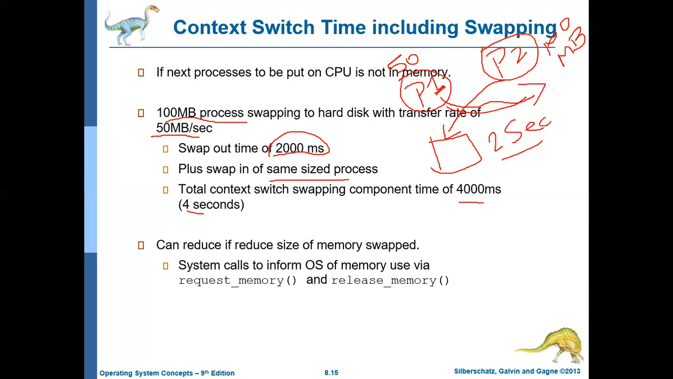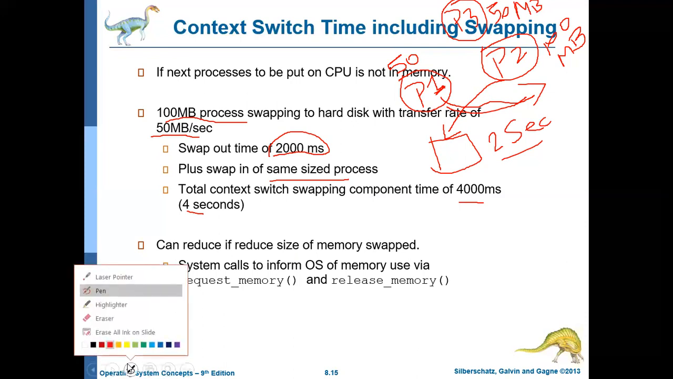Or if there is another process P3, which is already in the main memory, and it occupies only 50 MB, now swap in and swap out both can be done in 1 second each. So totally we need only 2 seconds, or 2000 milliseconds, right?